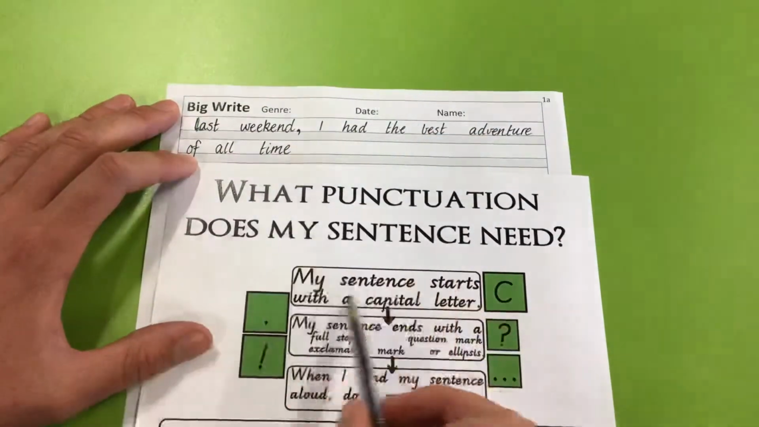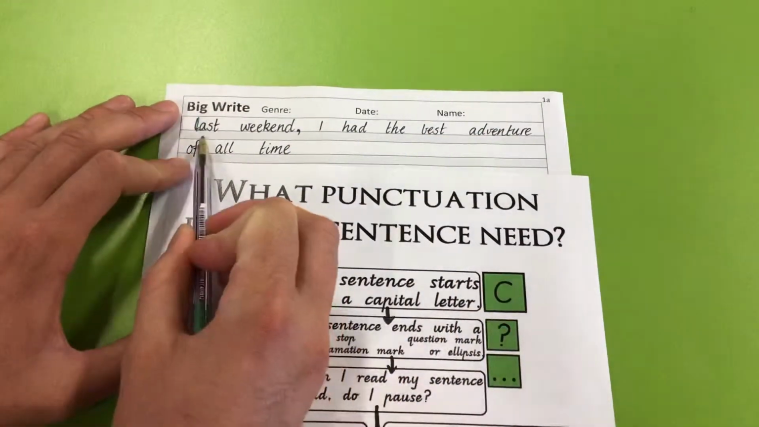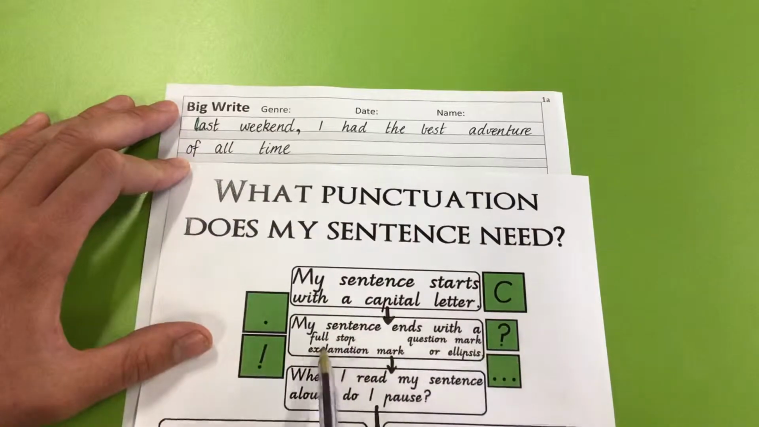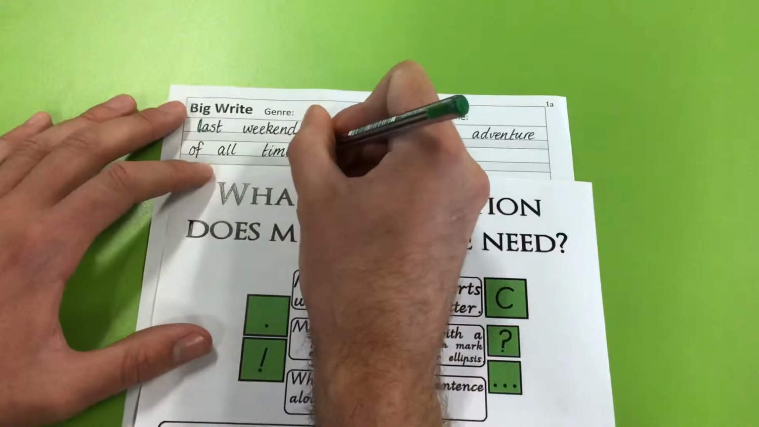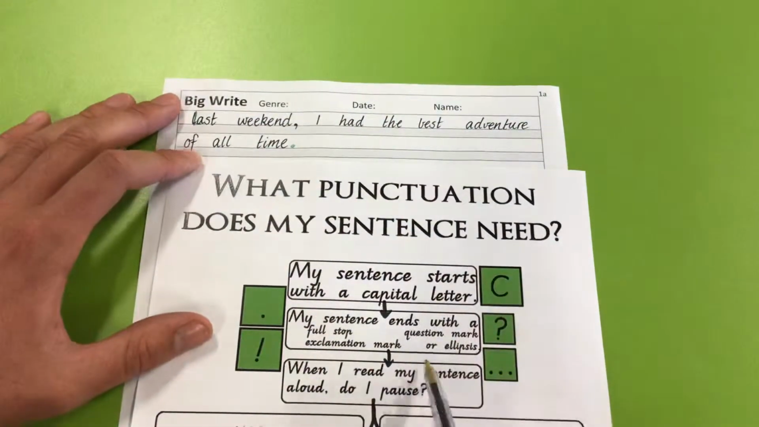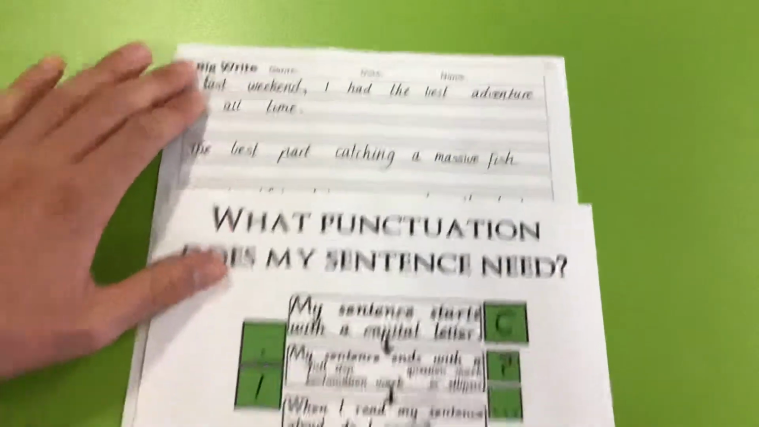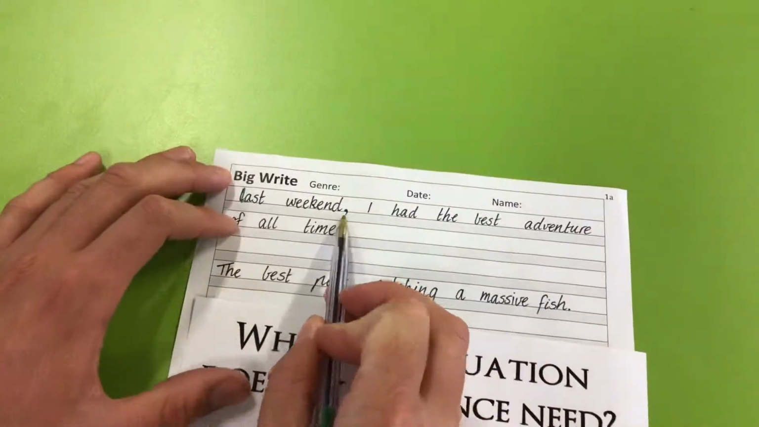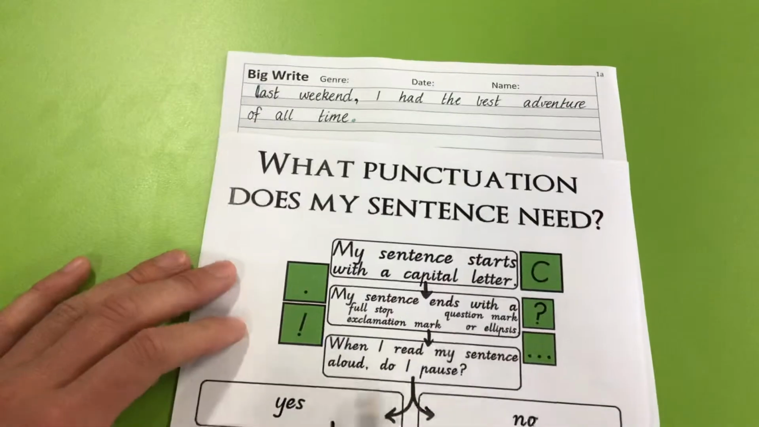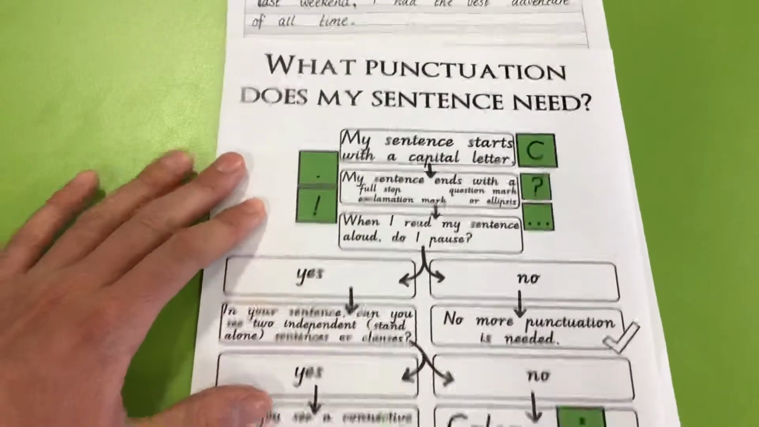Okay, so that's done. My sentence starts with a capital letter. Done. My sentence ends with a full stop, question mark, exclamation mark, or ellipsis. I'm just going to end that one in a full stop. Going through, I can see I've actually got a comma in there. So I will pause when I read my sentence out, and I've actually put that comma in already.